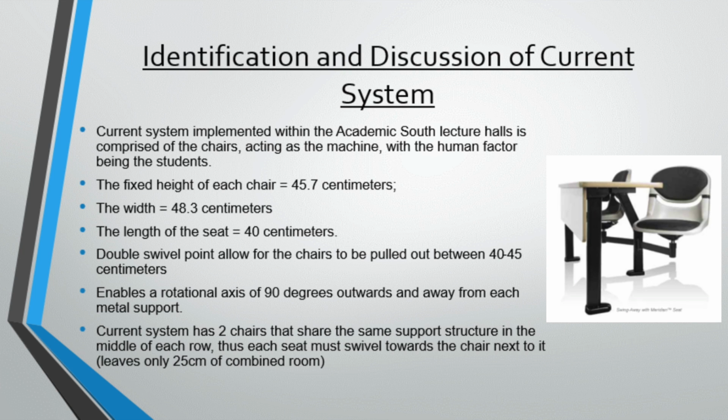Identification of the current system. The current system under investigation in this human factor study is implemented within the Academic South 203 lecture hall. It is comprised of the chairs acting as the machine, with the human factor being the students.